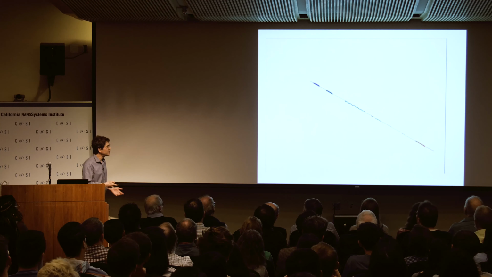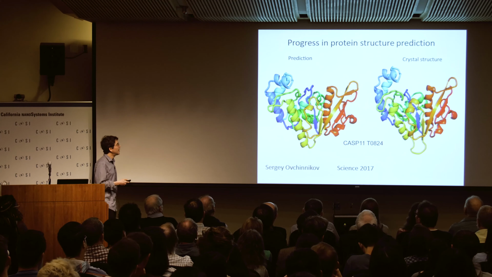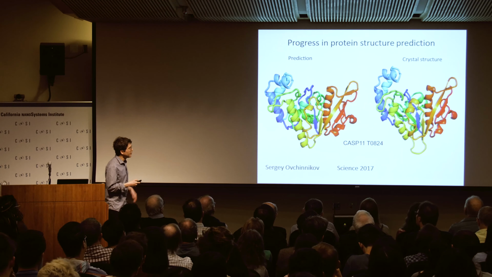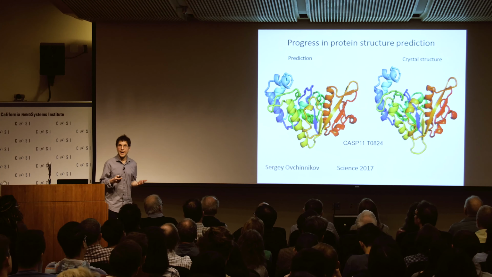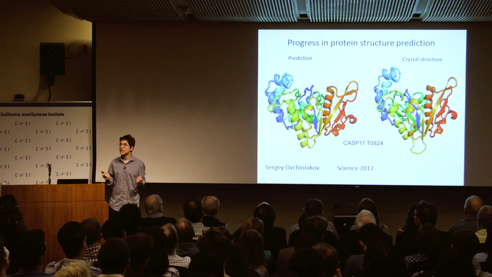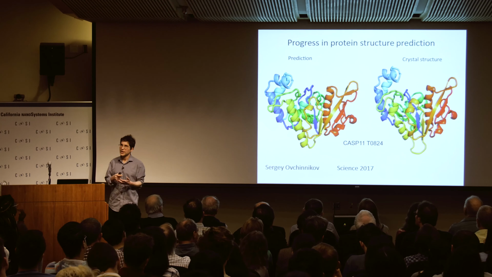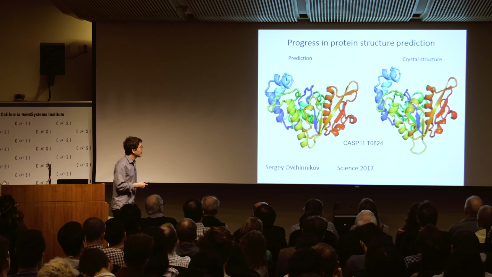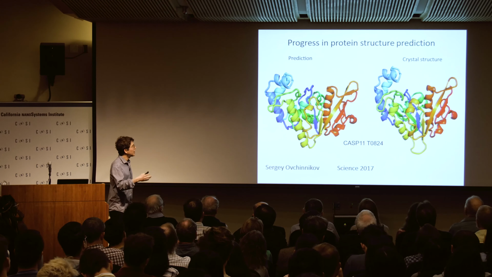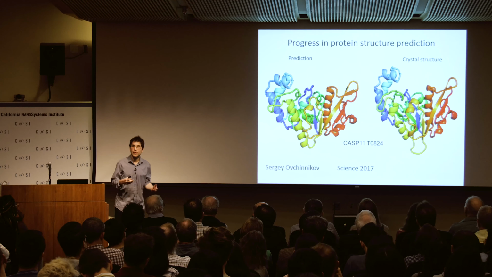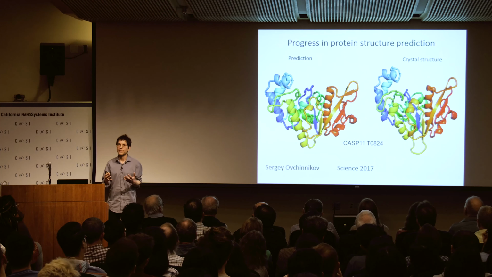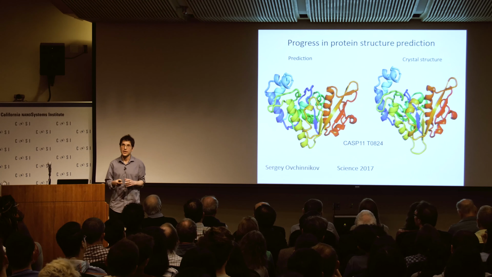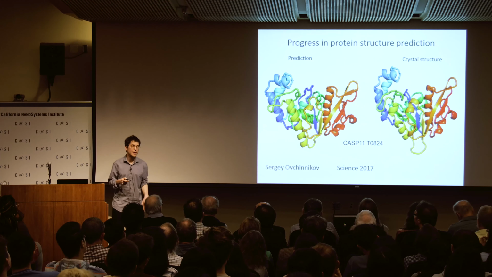So I'm going to first say a few words about structure prediction. For many years, we've been working on what is known as the ab initio structure prediction problem, where you're given the sequence of a protein, and you have to predict the structure, and you have no other information about structures of homologous proteins. We made slow progress over the years, but we were never able to accurately predict structures of proteins larger than 60 or 70 amino acids, because there were too many possible conformations.